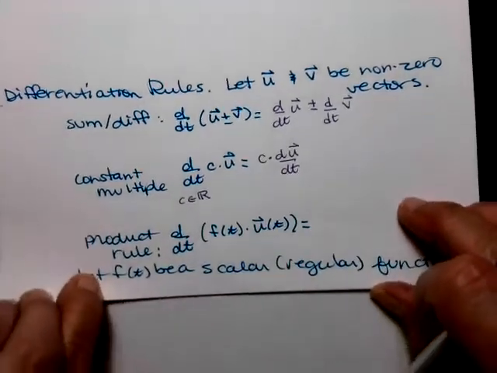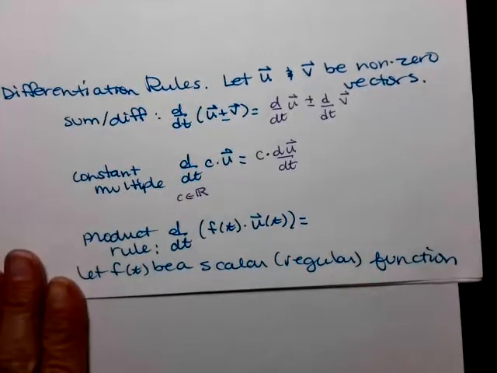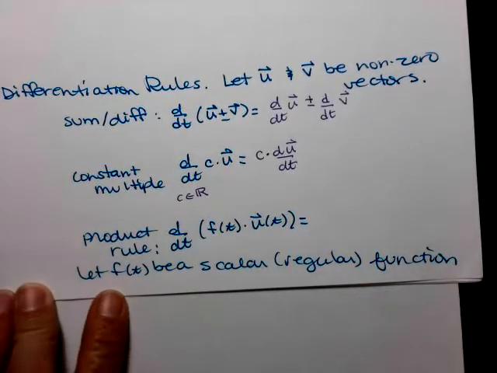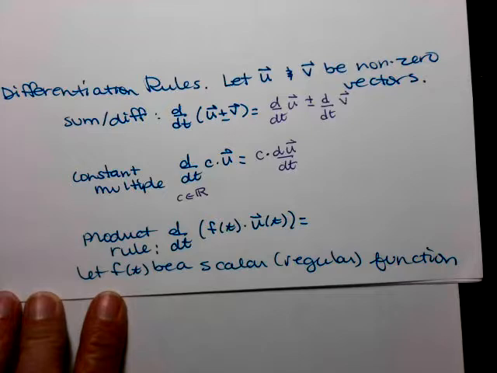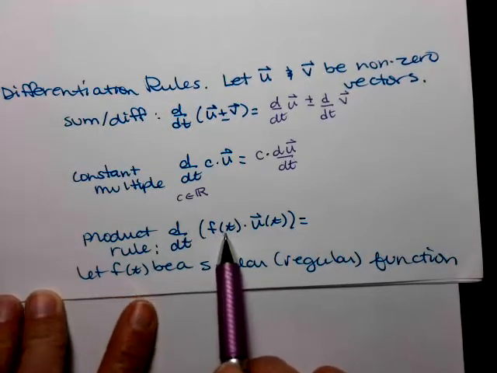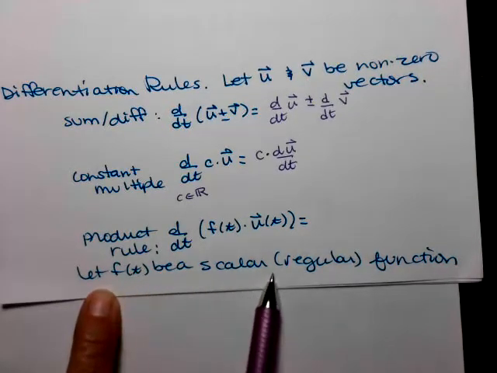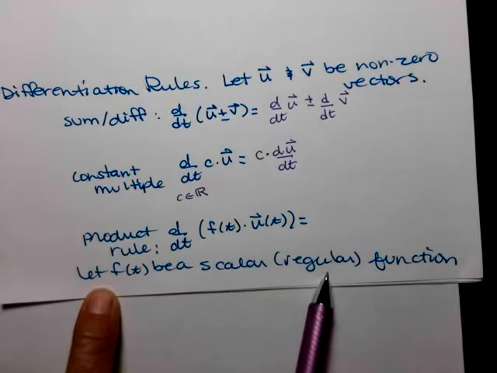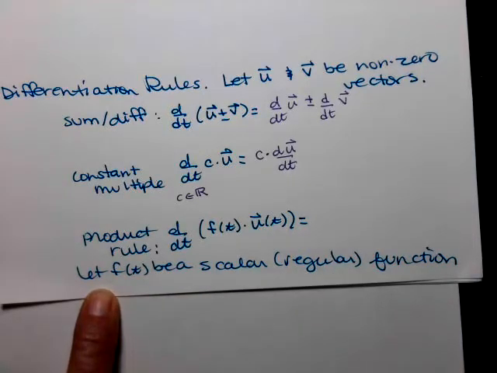Okay. Product rule. So this is not multiplication. When we're talking about products here, there's actually going to be kind of like 4 different flavors that we're going to talk about. So for this first one, I'm going to let f of t represent a scalar, so one of our regular old functions from before. So it's just going to be f of t equals some one component function.